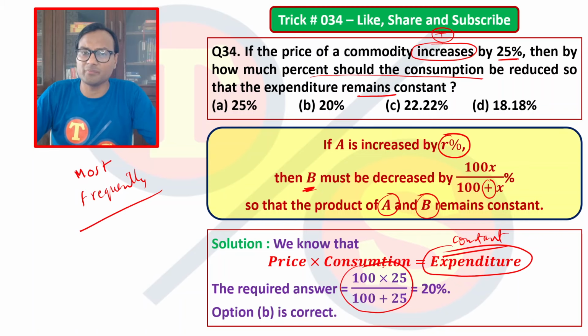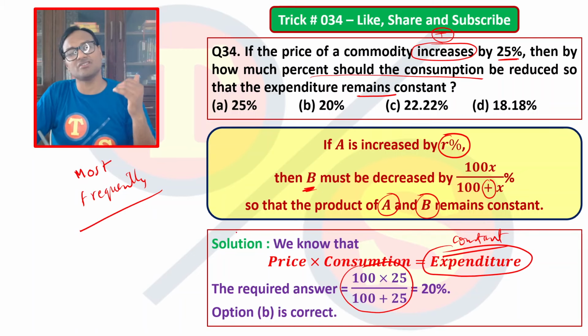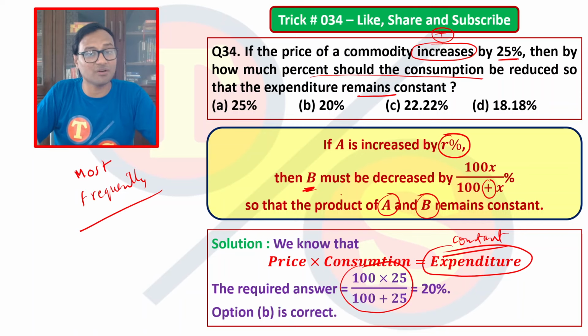Again, you can solve it by assuming values. You can take some initial value of price, consumption and expenditure, then keep the expenditure constant, increase the price by 25%, and see what the new consumption will be. Compare it with the initial value and you will have your answer, but that will take some time. So if you want to reduce time, you can always remember these rules and formulas, right?